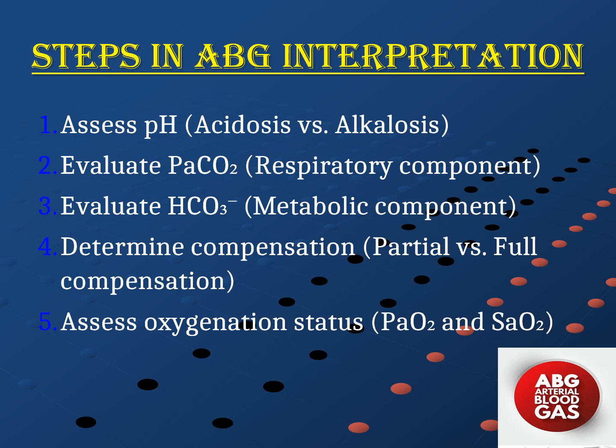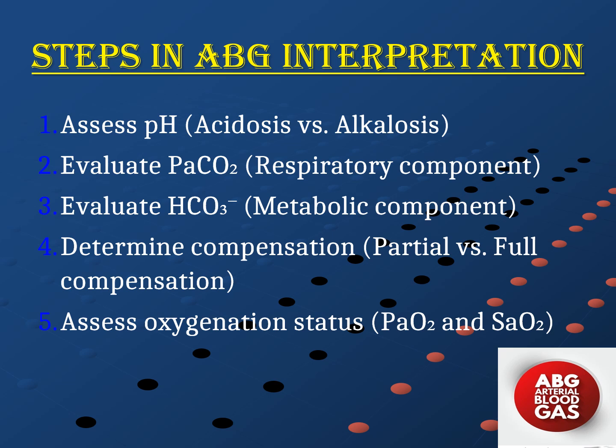The steps in ABG interpretation are important because they help: 1. Check if the blood is acidic or alkaline (pH). 2. Evaluate the respiratory system (PaCO2). 3. Evaluate the metabolic system (HCO3). 4. Determine if the body is compensating for any imbalances. 5. Check if the patient is getting enough oxygen (PaO2 and SaO2).